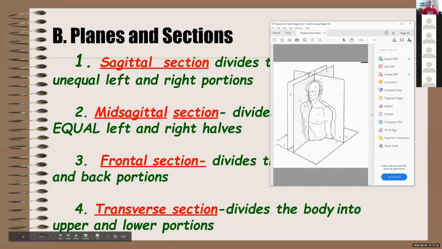So we can look down here. Let's check. Divides the body into upper and lower portions. That would be the transverse section. Well, look at letter D. It actually probably already divided this, so we only have an upper section. But if that was a whole body, there would be a lower section and an upper section. Thank you, Joseph. Transverse. Good. So letter D would be a transverse section.